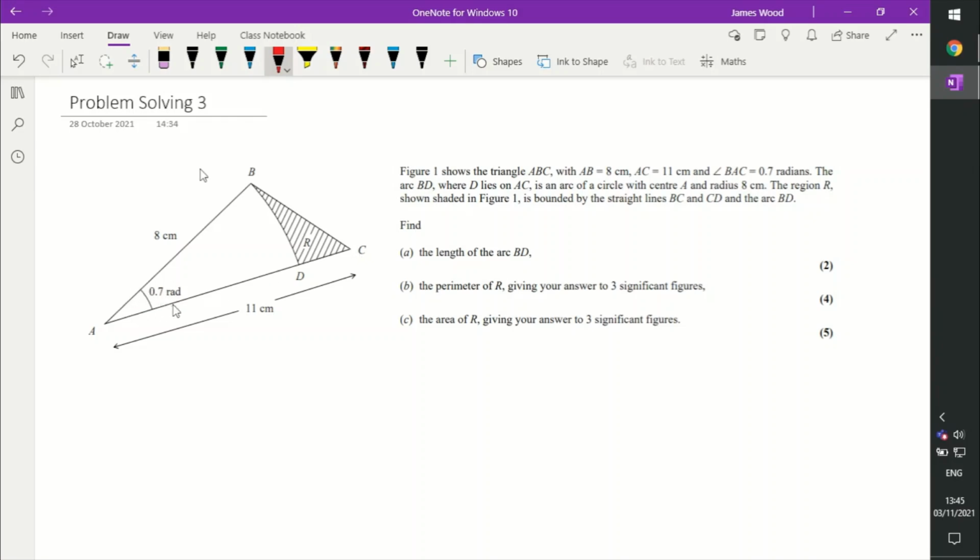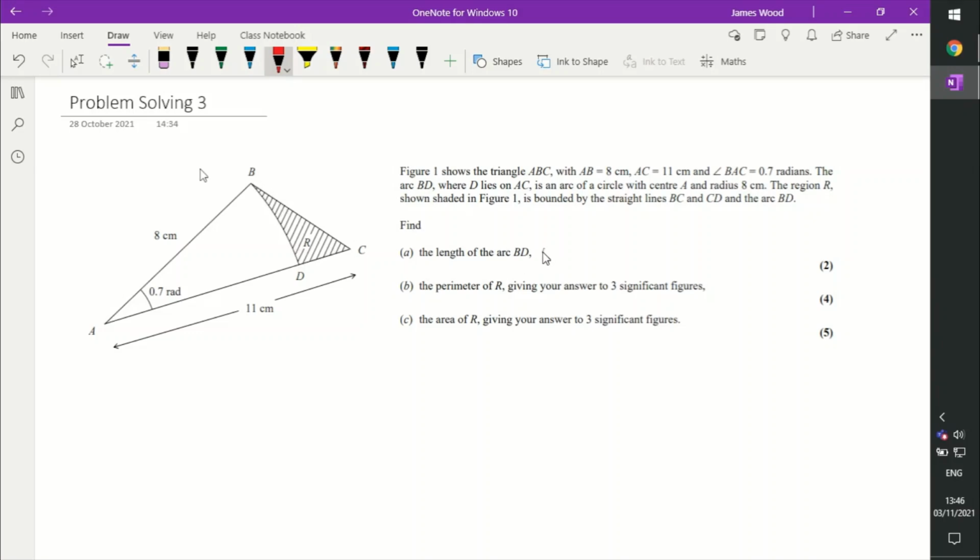The arc B to D, so notice that this is an arc, this is a curved edge, and this is part of a circle of radius 8. Okay, so the white bit is part of a circle, and then the shaded bit then turns this into a big triangle. Find the length of the arc B to D, that's the first thing. So this curved edge here is what we want to find.